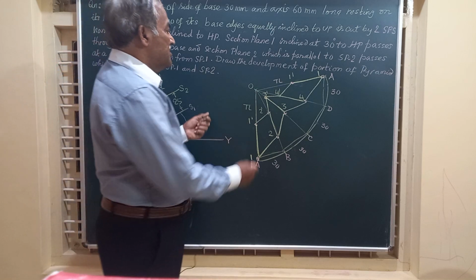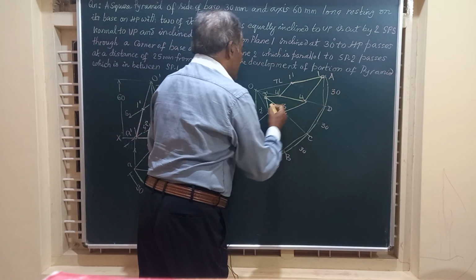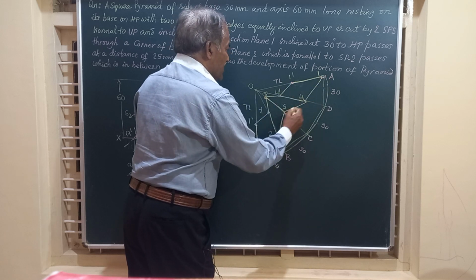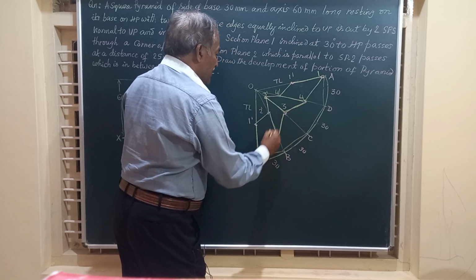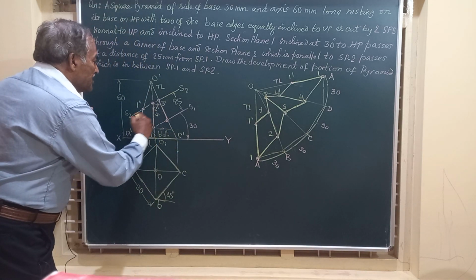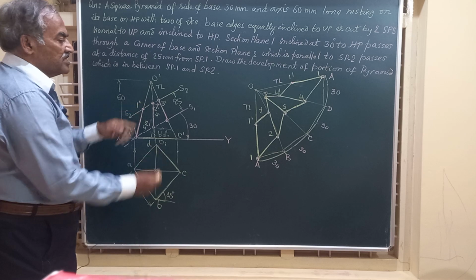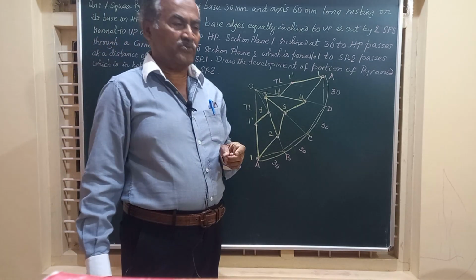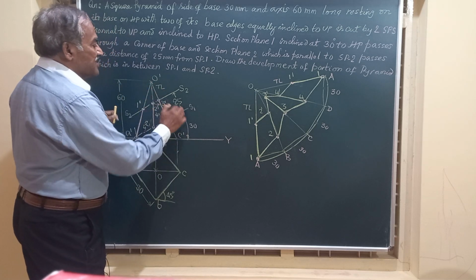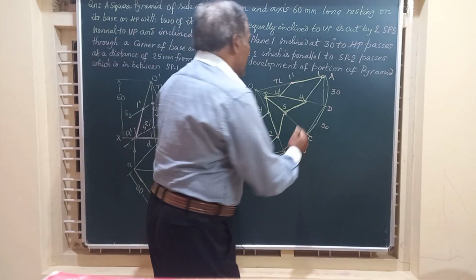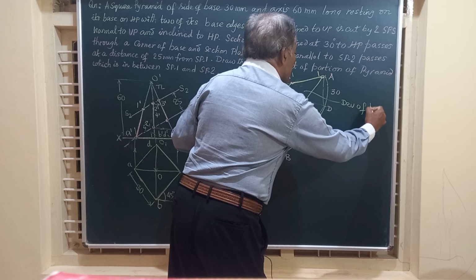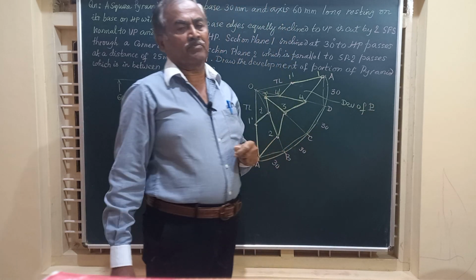And friends, this portion shown here, that is 1 dash, 2 dash, 3 dash, 4 dash, this figure will give you the development of the part P, that is in between the two section planes S1 and S2, separated by a distance of 25 mm, and both the section planes are normal to VP and inclined at 30 degrees to HP. Friends, I can mark this portion as development of P, the portion between two section planes.